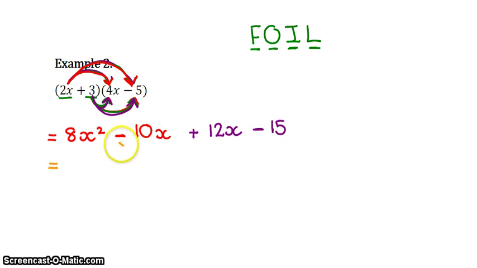In this case, there are like terms. Negative 10x and 12x are like terms. So I have 8x squared, negative 10x plus 12x. Use your calculator if you do not like integers.